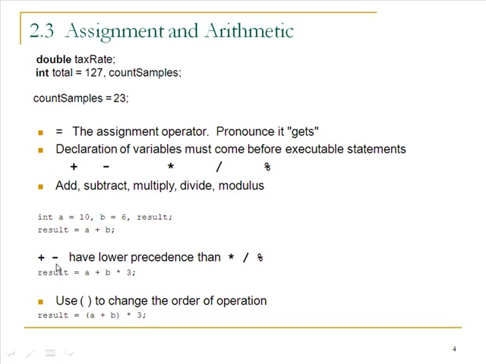Plus and minus have lower precedence than the so-called multiplicative operators multiply, divide, and modulus. So in this Java statement we have A plus B multiplied by 3. The B times 3 happens first, so we would have 6 times 3 is 18, plus A happens second, and that would be 28, goes into the result.